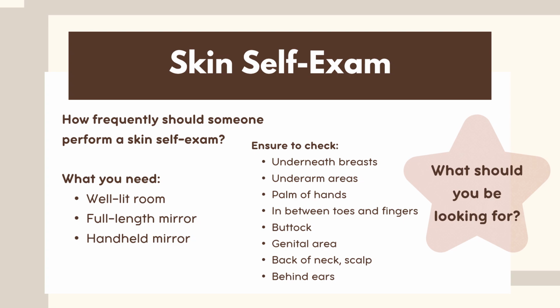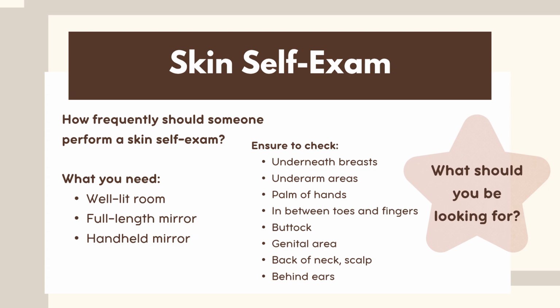We do encourage that they ask for help from a partner or family member, if they feel comfortable, to visualize those hard to see areas. So we want to ensure that they are also checking underneath their breasts, their underarm areas, the palms of their hands, in between any of their fingers and toes, the buttocks, genitalia area, back of the neck, the scalp, and behind those ears. So again, those are some hard to see places, and that's why we need to have them utilize a hand mirror or ask a partner or family member to assist them.